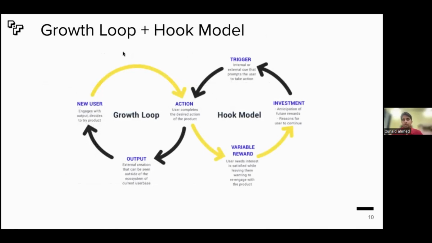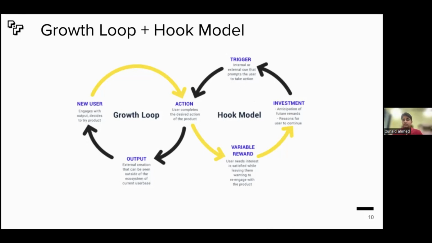So, talking about a growth loop and a hook model. If you take a zoomed-out view of the strategies that we deployed, it is basically how we tried to implement these two models with nudge.me and Logic Kids. So what is a hook model? What you're trying to do is create a nudge or a trigger for a user to take an action.